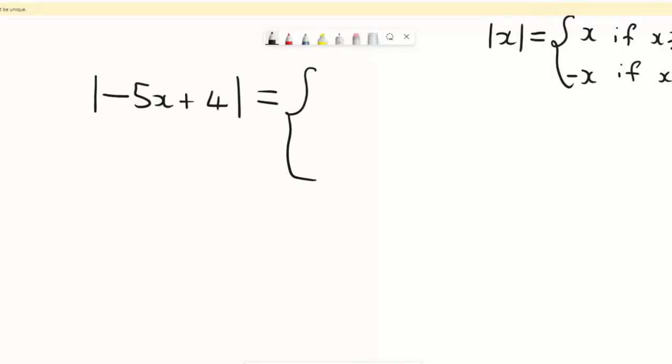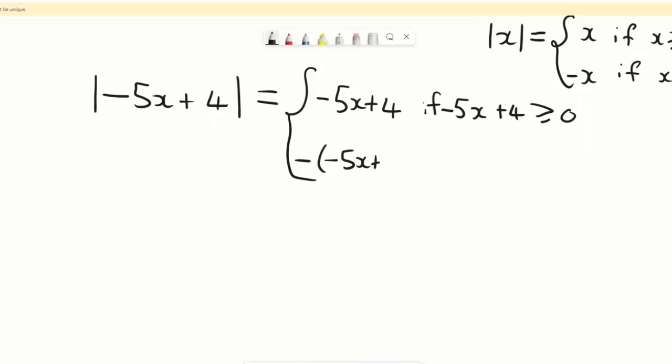We will say this one is equal to minus 5x plus 4 if minus 5x plus 4 is greater than or equal to 0, and it is equal to, now I'll multiply by negative, the quantity minus 5x plus 4, if minus 5x plus 4 is less than 0.